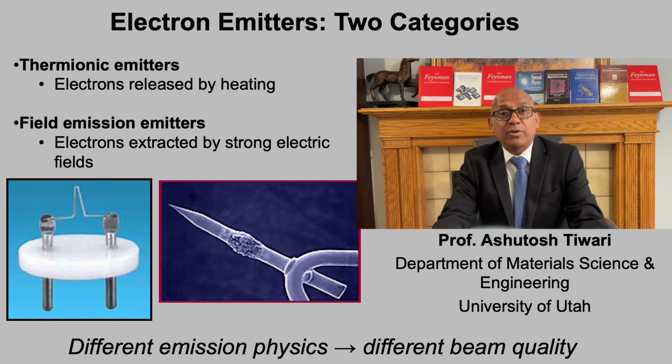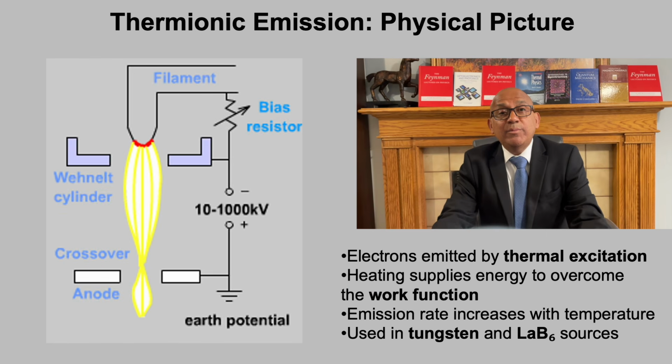Thermionic emission is one of the most widely used methods for generating electrons in an SEM and is based on a straightforward physical process. In a thermionic process, electrons are released from a material by heating it. As the temperature increases, electrons gain thermal energy.